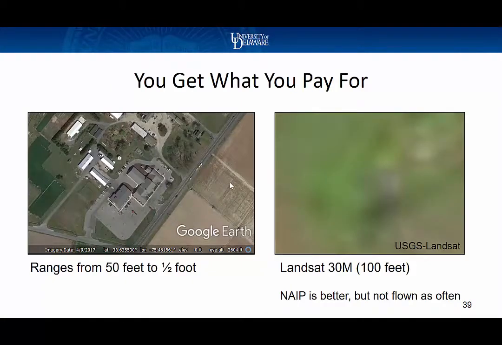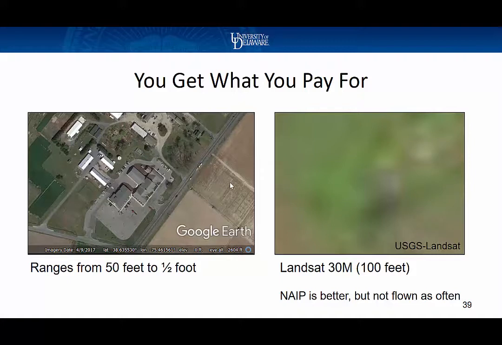Google Earth is going to pay for some high quality stuff. Here's Google Earth. They can get stuff that ranges from 50 feet to half a foot. This is the exact same place. Here's where I work, the Carville Research Center. Here's Landsat. Here's Google Earth. That's what it looks like. This is free. I know people like free stuff, so that's my point.